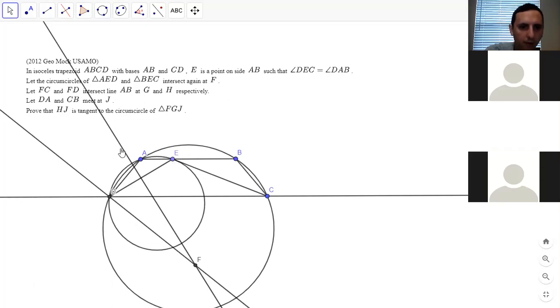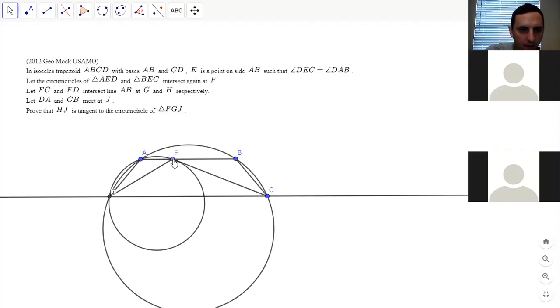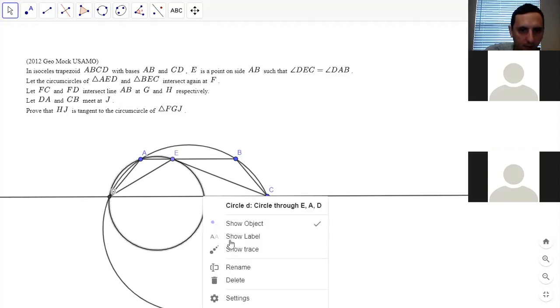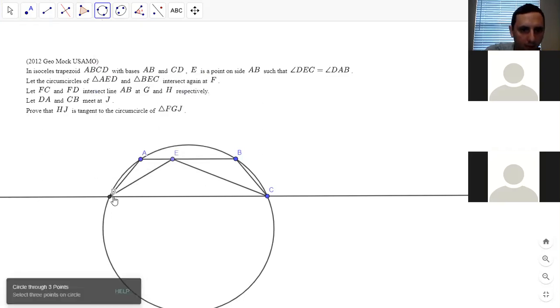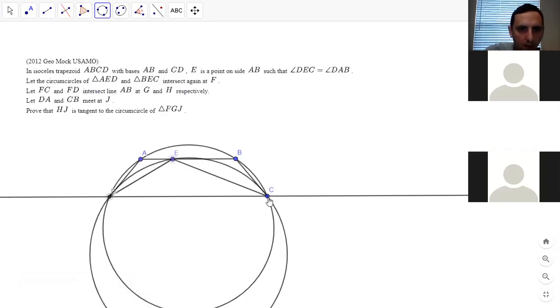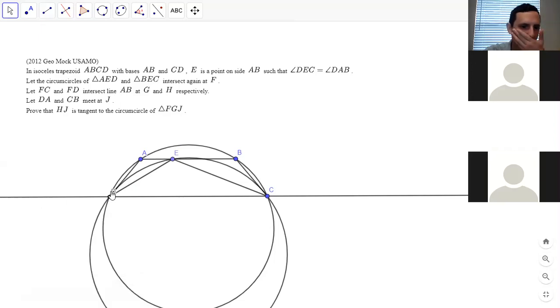Oh, you know what? Let me redo this for a sec. So let's say that we had a point E like that, so that this angle was equal to this angle. Yeah, let me delete this circle. I think I have an idea of what I need to do. If I draw the circumcircle of CED, there we go, I would want that circle. I would want AB to be tangent to that circle. So I want a circle through C and D and tangent to AB.